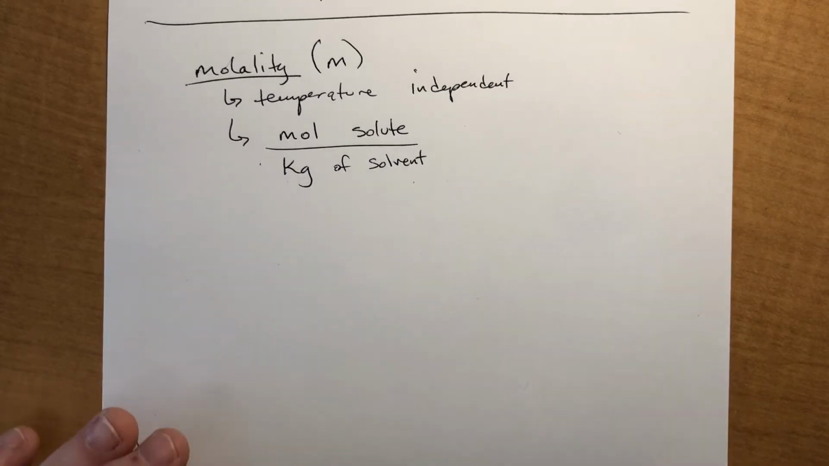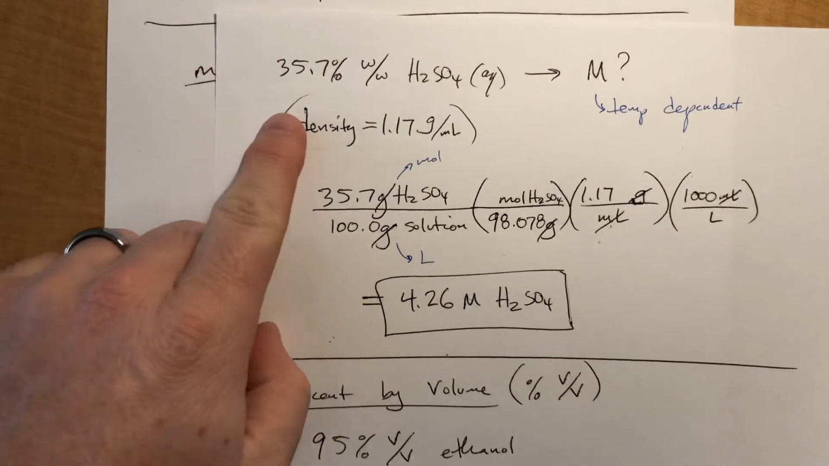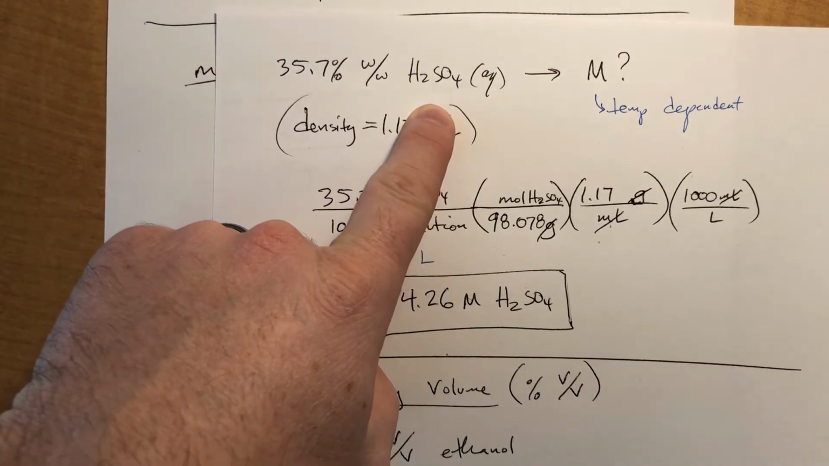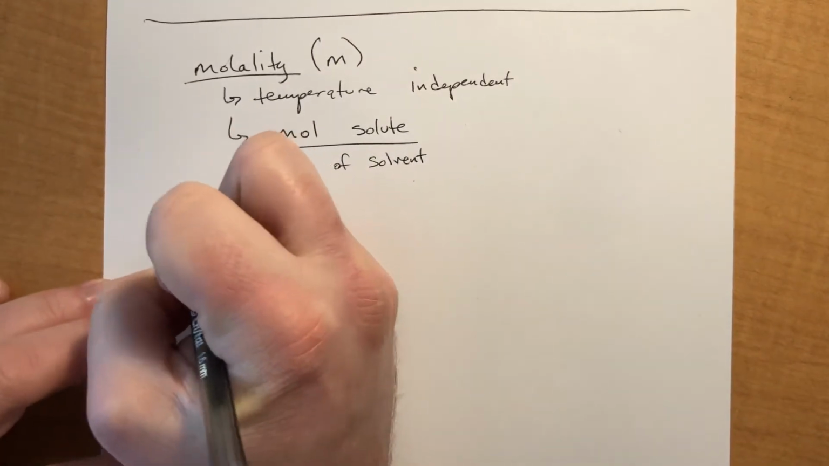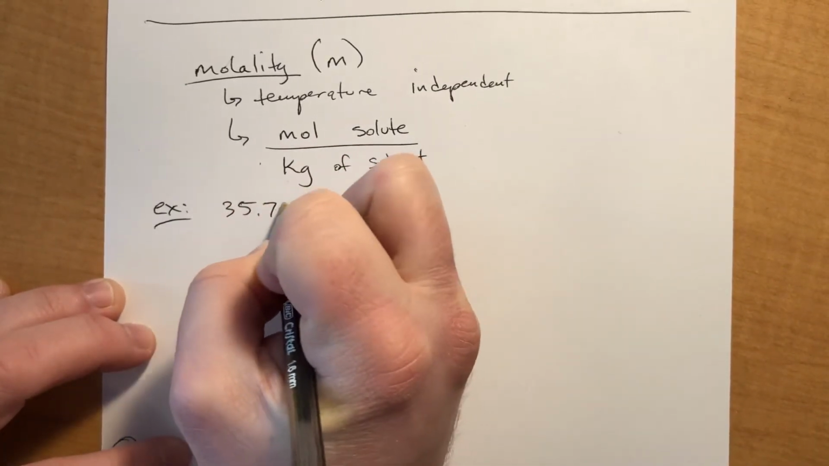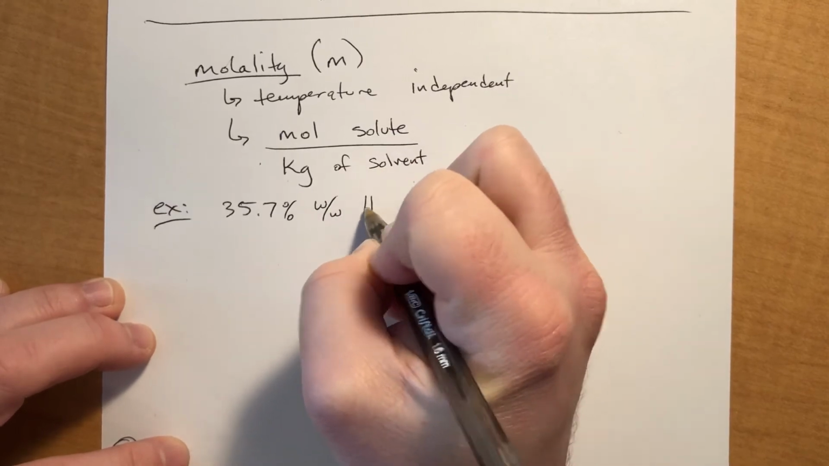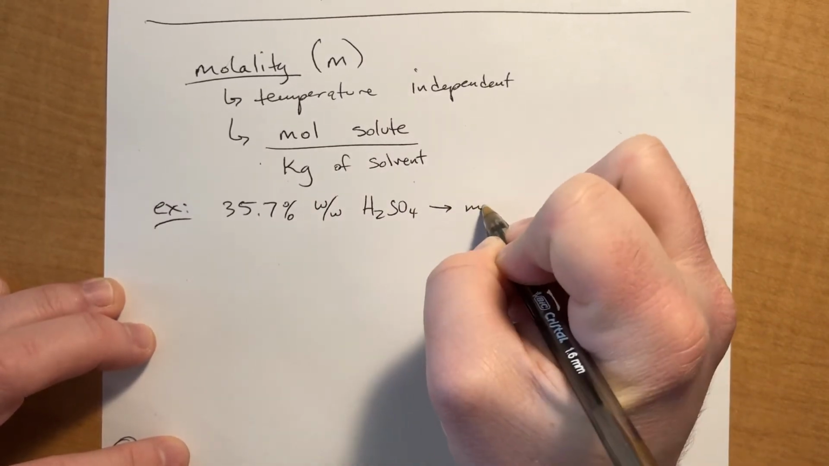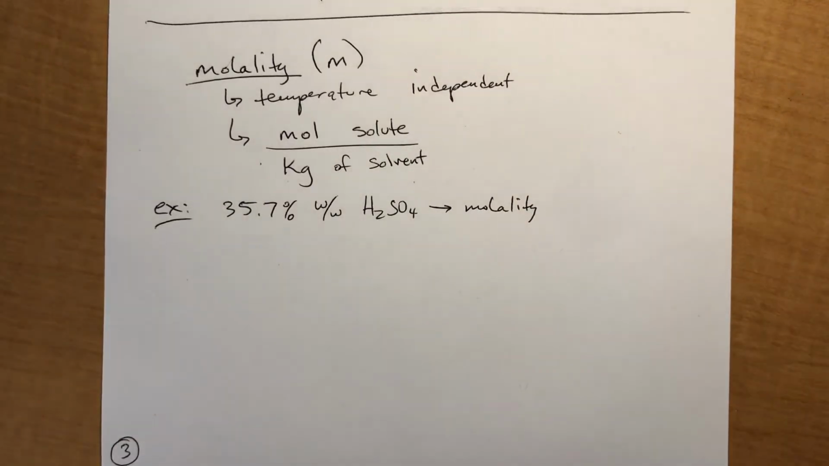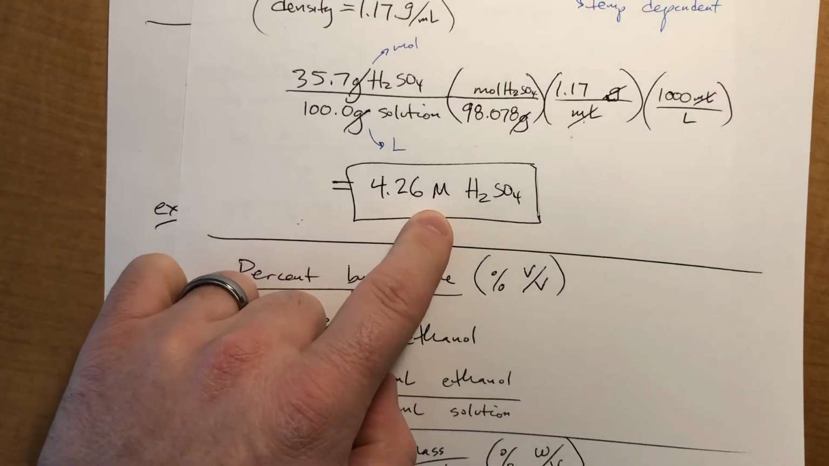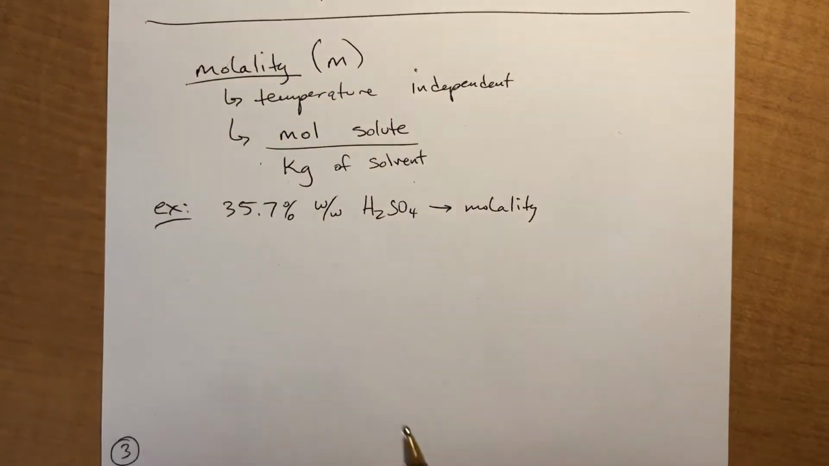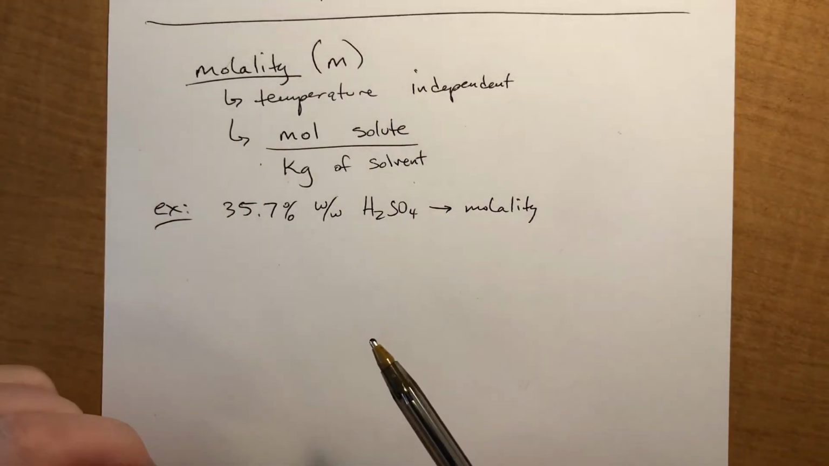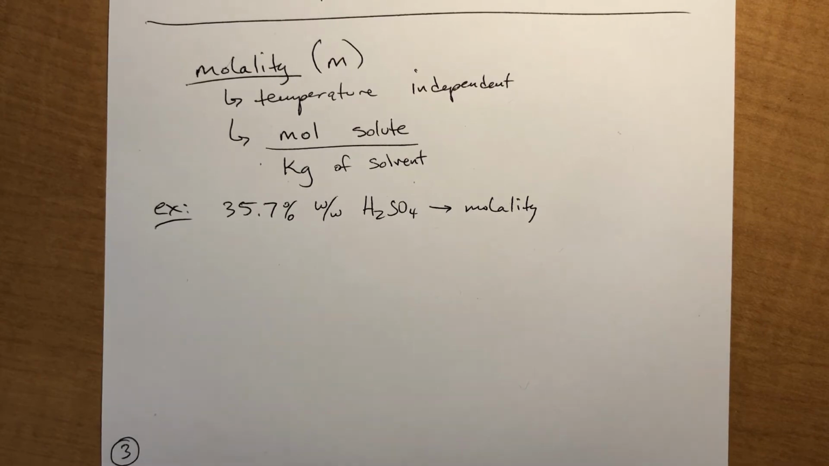So let's try that example we did last time. We did the 35.7% by weight sulfuric acid when we converted it to molarity. Let's do the same thing, but convert it to molality. Just keep using the same example because we have some level of familiarity with it. Oh yeah, the other problem I have with molality: a molarity solution of 4.26 is pronounced 4.26 molar. A solution with a given concentration in molality is pronounced molal, which sounds weird. Basically sounds like I have a speech impediment when I don't.